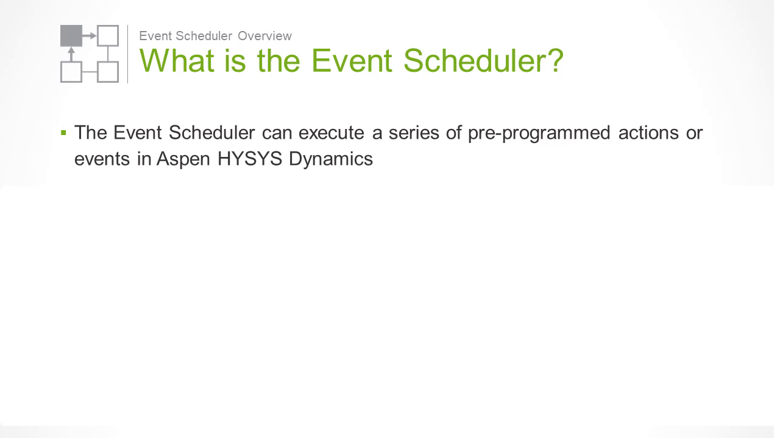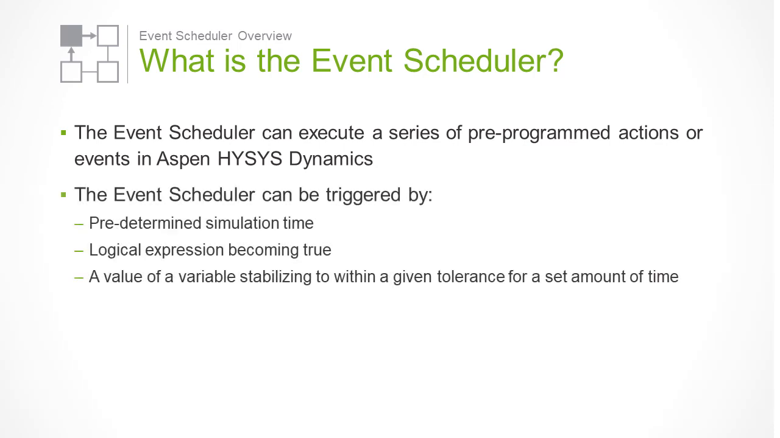To predict the actions taken if an accident occurs in the plant, we need to simulate the flowsheet at a specific time. The event scheduler can prompt HYSYS to automatically perform events at a given time while the simulation is running. An event can be triggered by a predetermined simulation time, a logical expression becoming true, or the value of a variable stabilizing to within a given tolerance for a set amount of time.